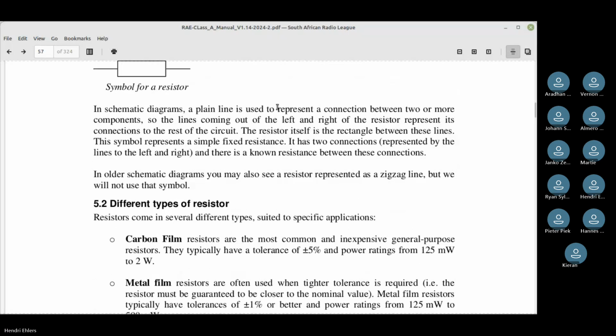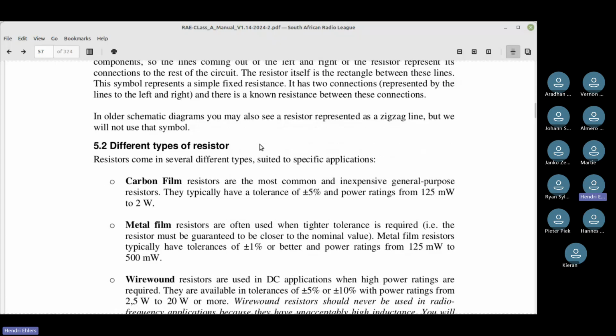Okay. This is all I said now. Different types of resistors. Here's your zigzag. Here they say about the zigzag. Different types of resistors. You get the carbon film, which is the most common one, and has a general tolerance of about 5%. And they say it comes from 125. We use mostly quarter watt up to about 2 watt, which is correct.